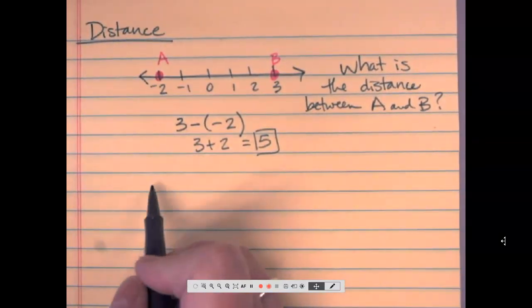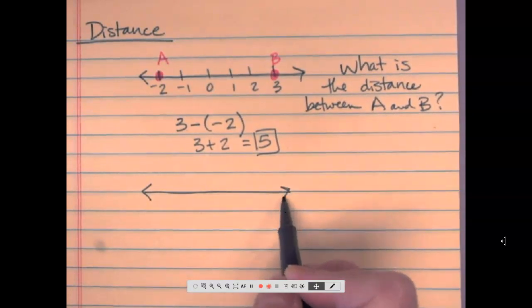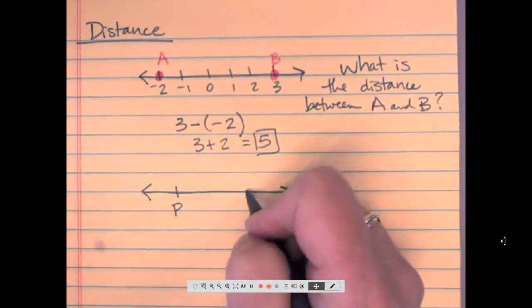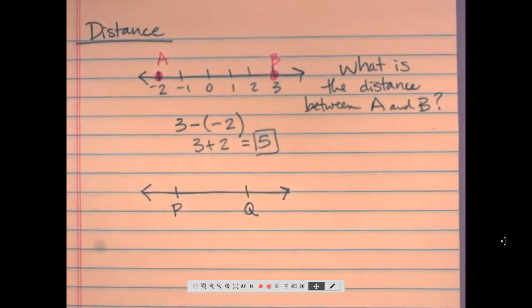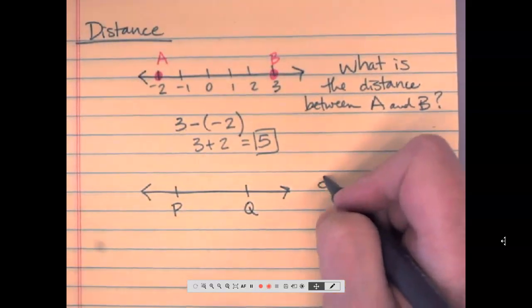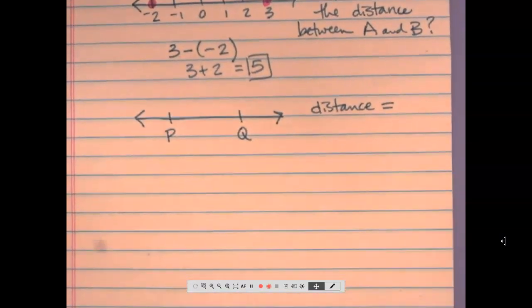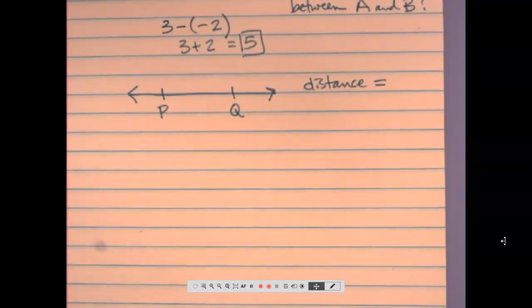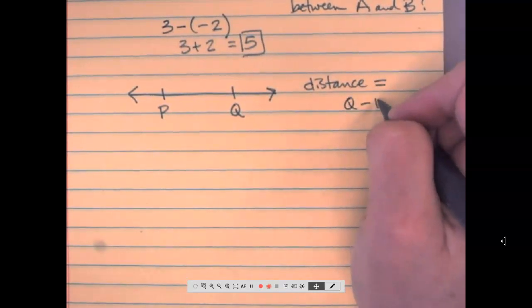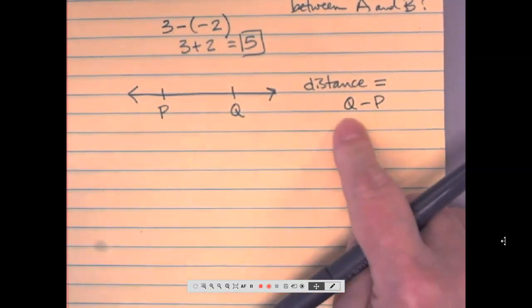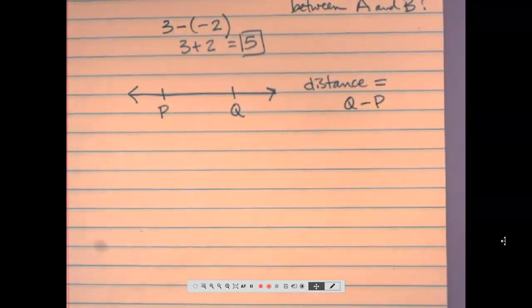Okay, so if I gave you this strange little number line, and I said this is P, and this is Q. What's the distance between P and Q? If that's all I'm giving you. Q minus P. Okay, I don't know what those numbers are, but because of the way they're arranged on a number line, I know Q is bigger. They might both be negative, but I know Q is bigger. So the distance will be the bigger minus the smaller. Everybody okay with that?